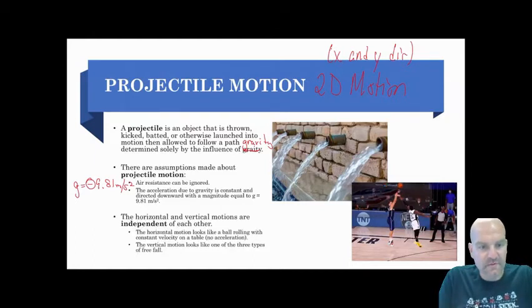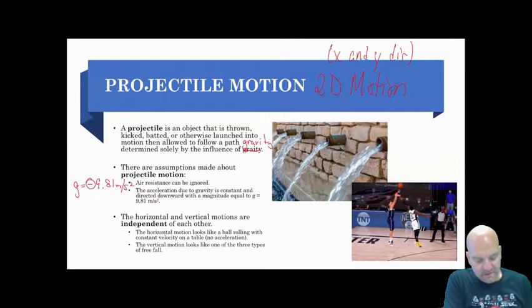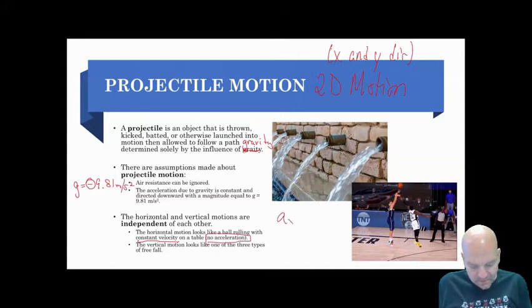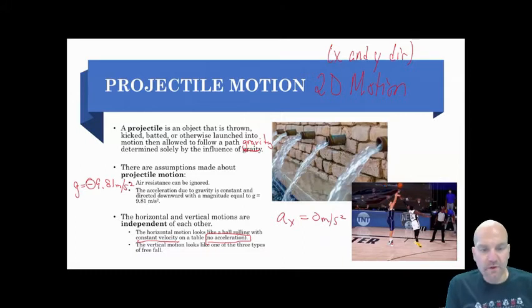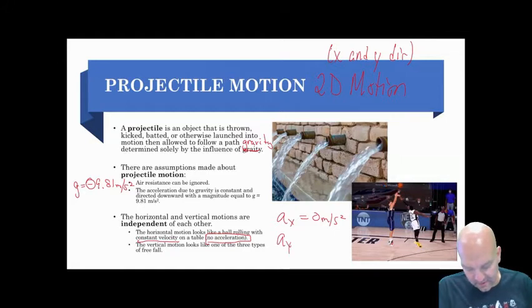Now, one thing to note is that the horizontal and vertical motions are independent of each other. Although the object moves together in the X and Y directions, one does not affect the other. So the way we think about it is that horizontal motion looks like a ball rolling with a constant velocity, which means there is no acceleration in the X direction. And the vertical motion will look like one of the three types of free fall, so again it's going to go back to our 9.81 meters per second squared.